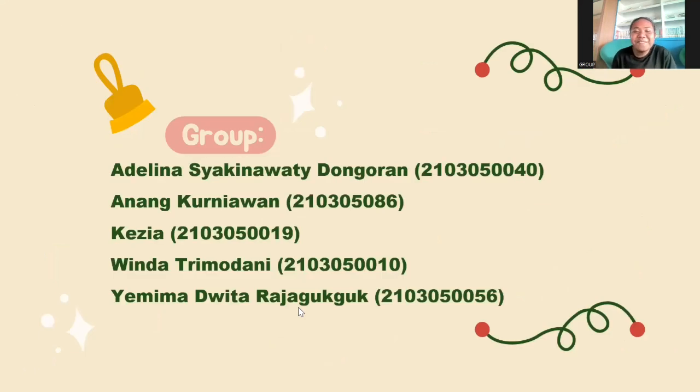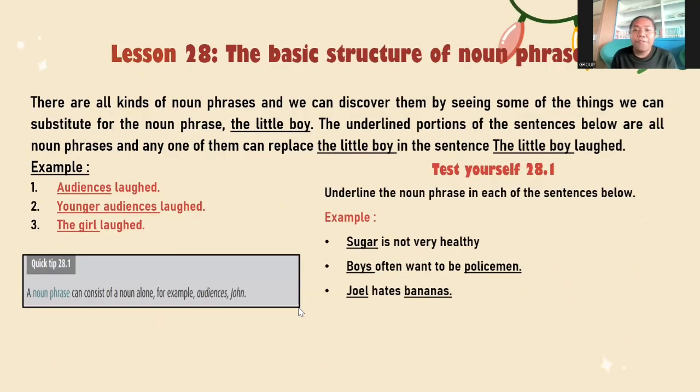So the first we have Adelina Syakinawaty Dongoran. Second we have Anang Kurniawan, which is myself. And the third we have Kezia. And the fourth we have Winda Triromadani. And the last but not least is Yemima Dwita Rajagukguk. For the first material, it is going to be read by Yemima. To Yemima, time and place is yours.